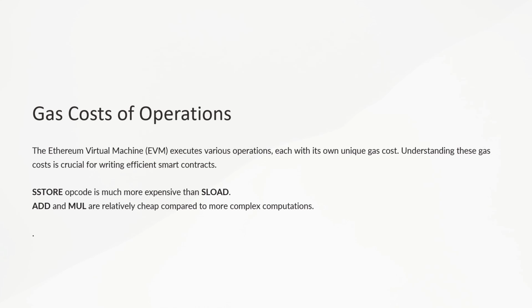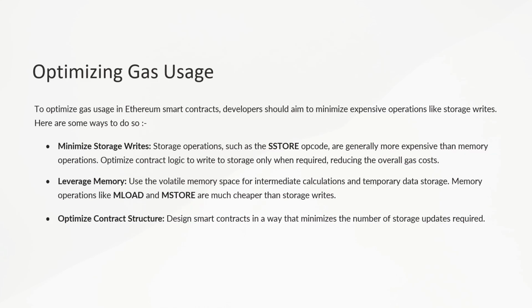By knowing these gas costs of different EVM operations, developers can optimize their smart contract code to minimize gas usage and ensure cost efficiency for users interacting with their decentralized application. To optimize gas in Ethereum smart contracts, developers should aim to minimize expensive operations like storage writes, instead utilize more cost-efficient memory for temporary calculations and only write to persistent storage when absolutely necessary.